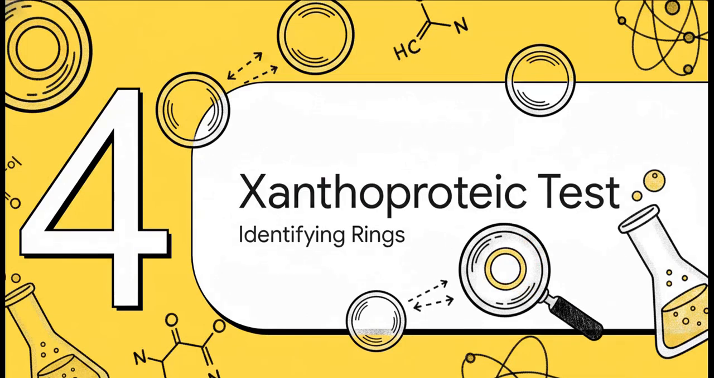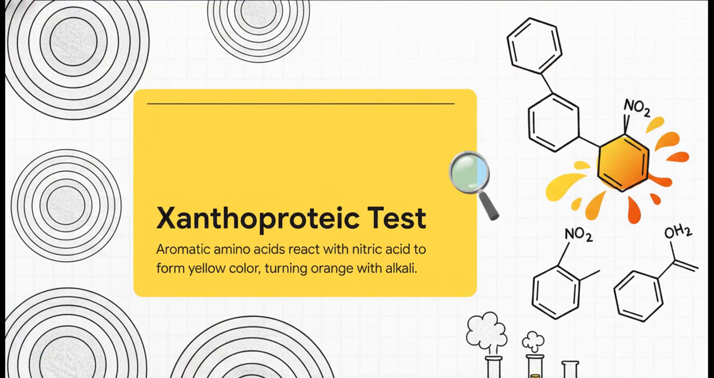Section 4, Xanthoproteic, identifying aromatic rings. Let's zoom in even further. We're taking off another layer of that Russian doll to get highly specific. We're not just looking for any random amino acid anymore. We are hunting for one specific molecular structure, the aromatic ring. Just as a refresher, an aromatic ring is a highly stable ring of atoms. Think of something like benzene. The Xanthoproteic principle states that aromatic amino acids reacting with nitric acid will put on quite a dramatic chemical show.